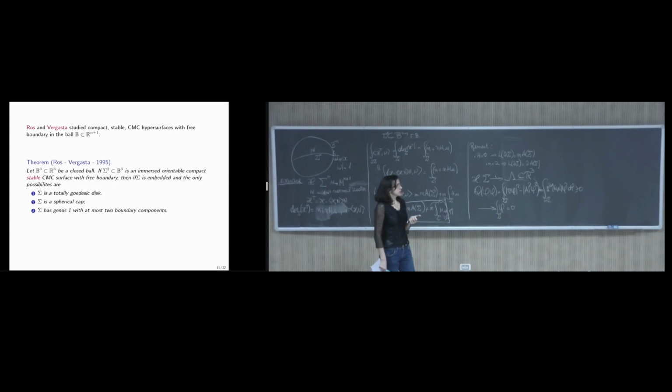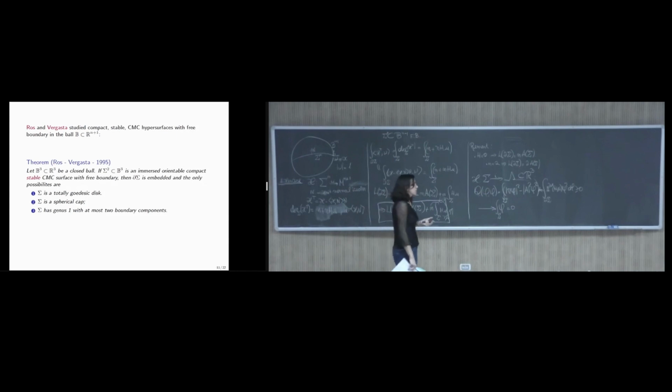The first one is that sigma is a totally geodesic disk. The other is that sigma is a spherical cap. And the last is that sigma has genus 1 with at most two boundary components. Okay, I said this yesterday, but now I can explain better. The question is, in this moment, not my question, okay, but the question I can reproduce here is: can I remove this case, or let me see, this sigma has genus 1?